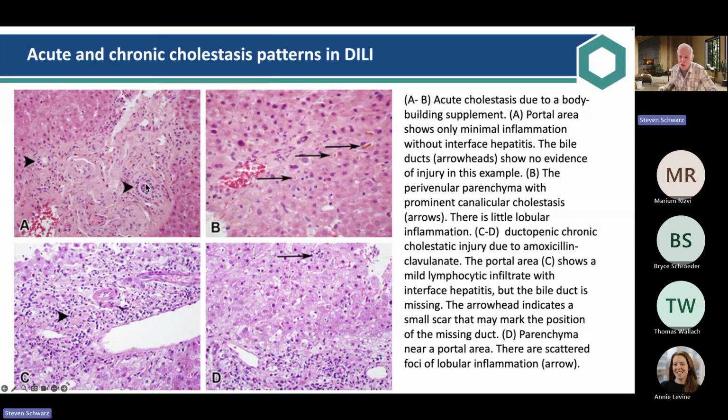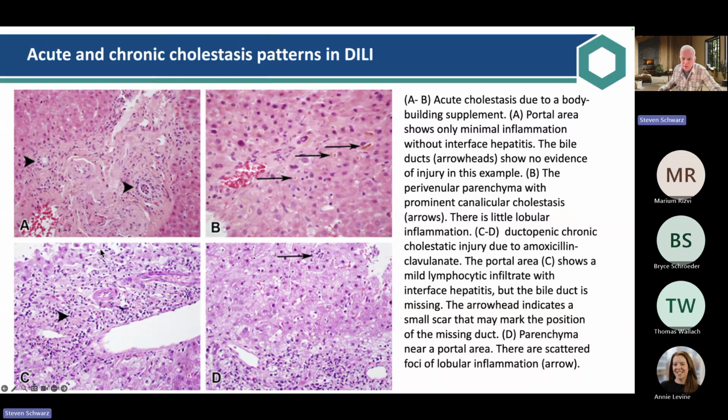This is anabolic steroid disease. It's really bland. There's expansion of the portal area, but minimal inflammation without interface hepatitis. Interface hepatitis would be a crossing of the limiting plate. And there's no evidence of injury; this is just an invaginated bile duct. That's why you see what apparently are these cells here, but there's no real injury of the bile duct. And here you have canalicular cholestasis. This again is a patient with bodybuilding or anabolic steroid injury.